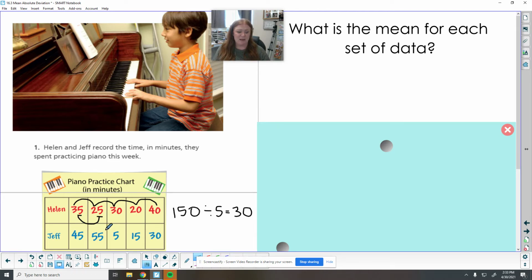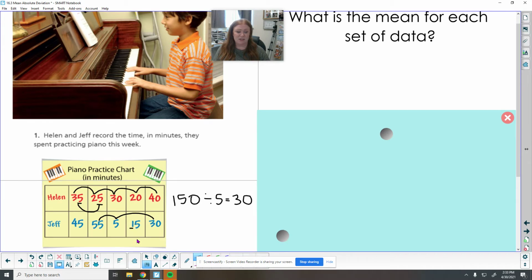Now, Jeff here, I can see 5 and 55 is 60, and 30 makes 90. 10 more is 100, and 40 more is 140. 5 and 5, 150. So if mental math is not your thing, and guess what? It's not mine.